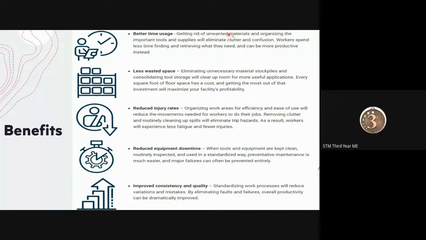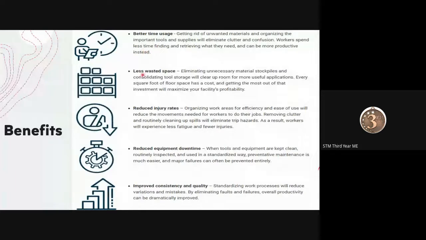So if you are removing that unwanted materials, workers spend less time finding and retrieving what they need and can be productive instead. So if you are sorting it, there will be less time required by the worker to take that particular tool, do the operation, and then replace that tool in the workstation. So thereby the time is reduced, compared to the earlier manner, wherein the tools are just scattered all over the floor or all over the workbench. So that is how time is used better.